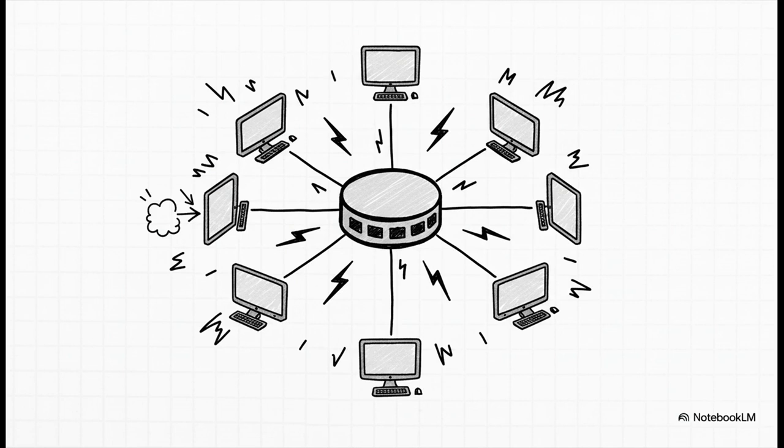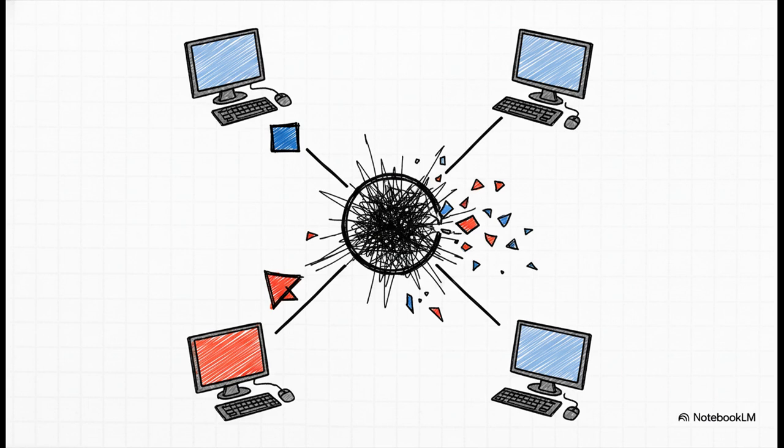The perfect way to picture a hub is to think of an old-school telephone party line, where one person starts talking and absolutely everyone on the line hears them, whether the message was for them or not. That's a hub. It's simple, but it's incredibly noisy and inefficient. And you know what happens on a party line when 2 people try to talk at the exact same time, right? It's just chaos. You can't understand either of them. In networking, we have a name for that, a collision.